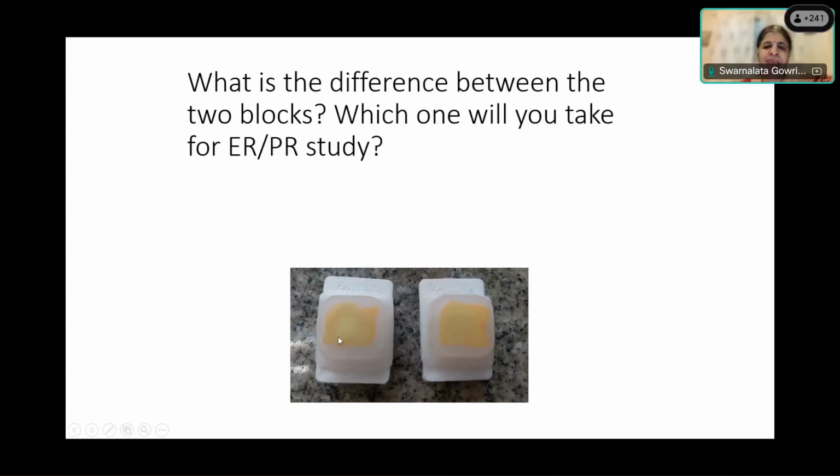You can see the central portion is sort of autolyzed or poorly fixed. So it would give very poor results. Which one will you take for the ER-PR study? The right block. The right block, correct.